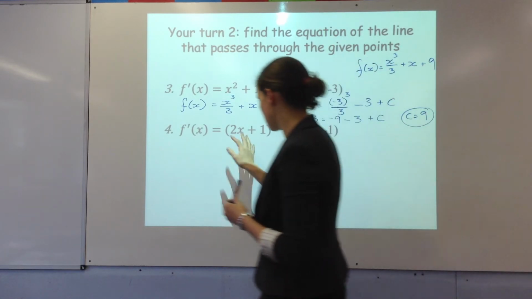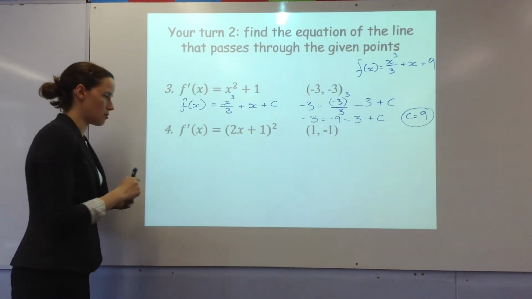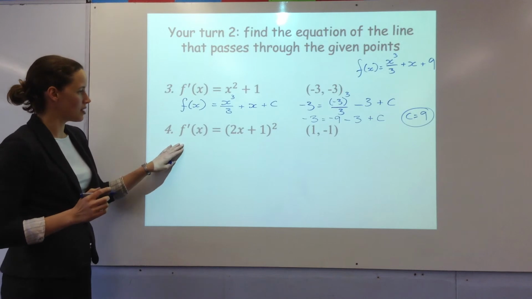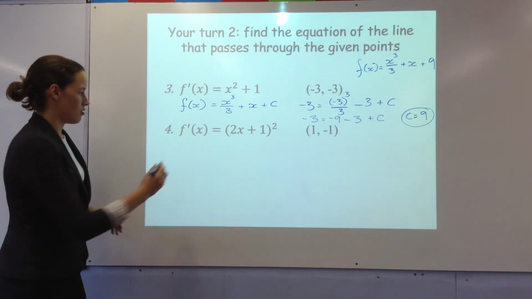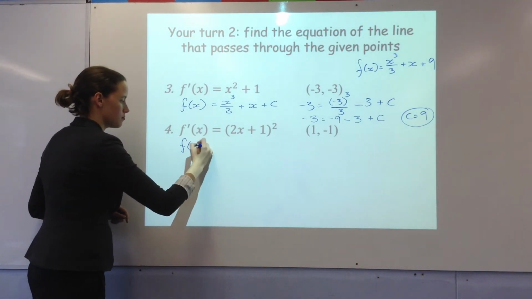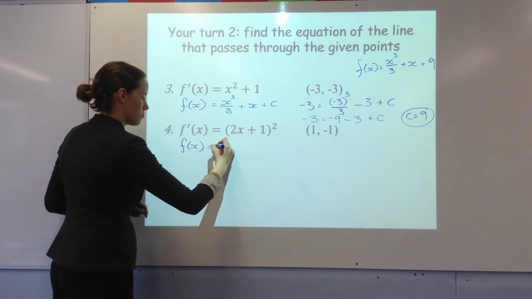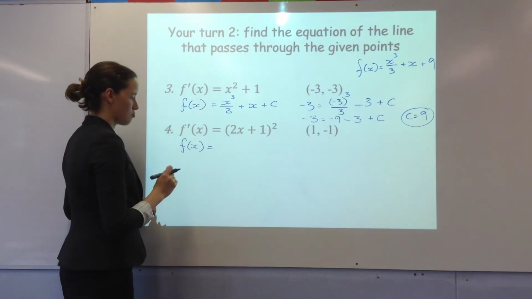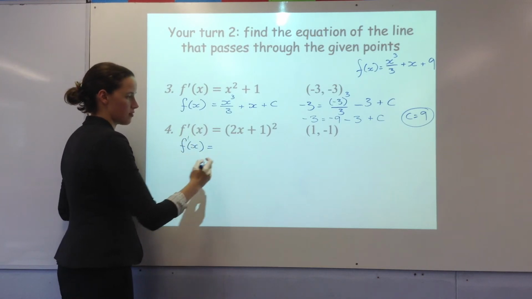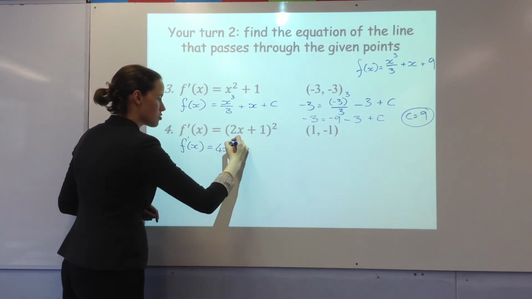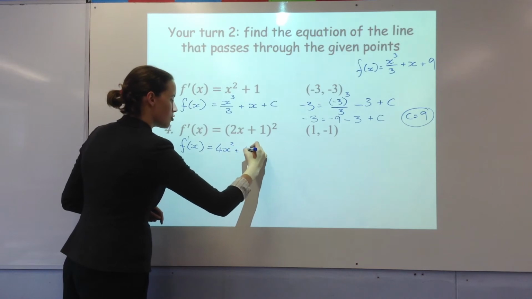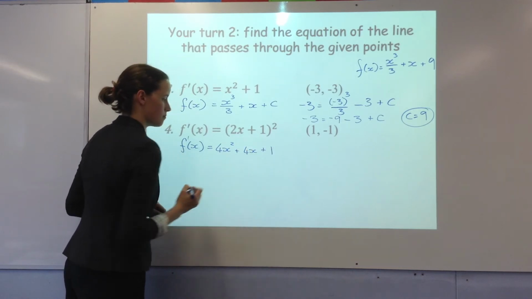Okay, let's hope that this last one here isn't as difficult as some of the other ones, or else I'm going to get tangled up in the numbers. First of all, we integrate. And I'm going to expand out this bracket first. So actually, let's do f dashed of x. That's going to be equal to 4x squared plus 4x plus 1.